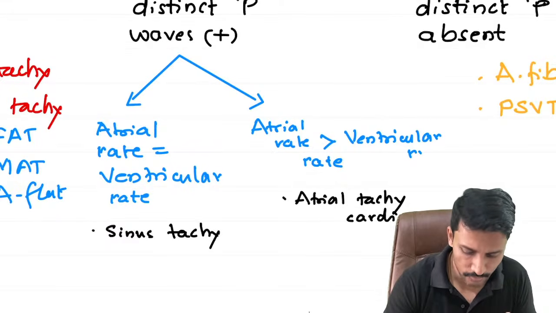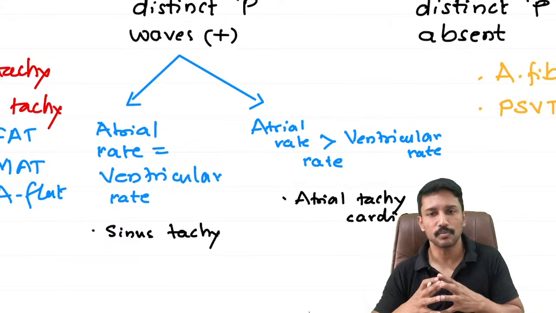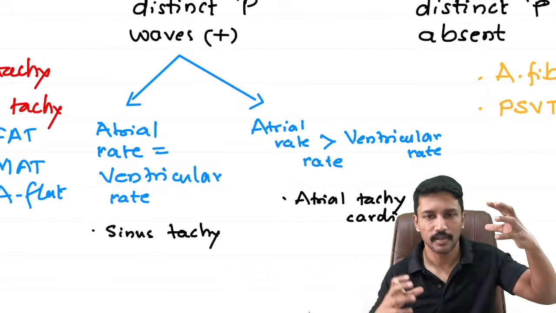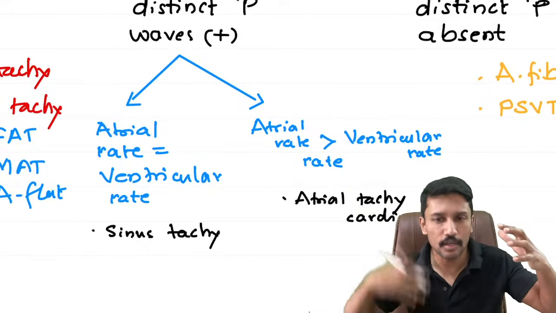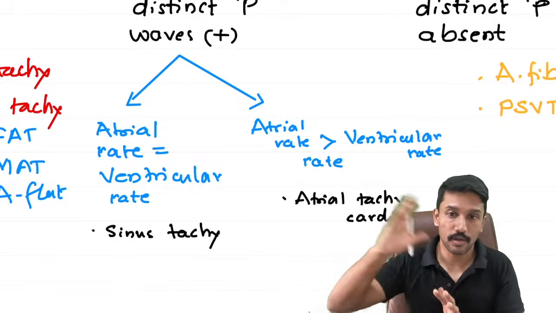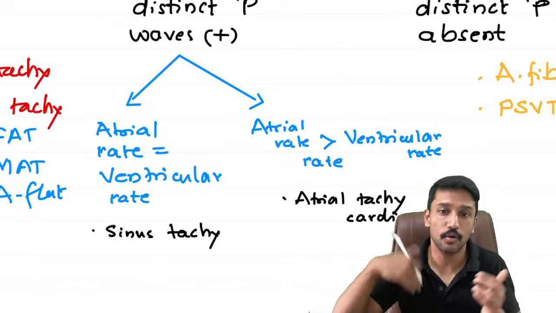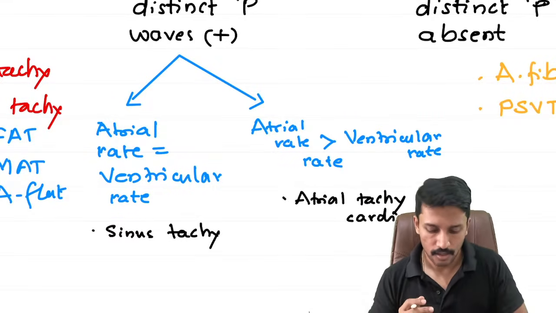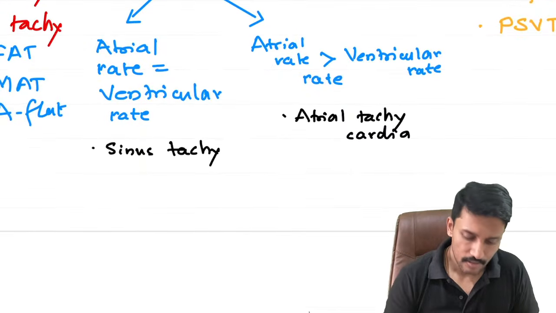It's there in the name, right? Why did we call it atrial tachycardia? Because the atrial rate is increased, and the ventricular rate is not equally affected. That's why it is called atrial tachycardia. If the ventricular rate increases more than the atrial, we'll call it ventricular tachycardia. Clear? Okay.